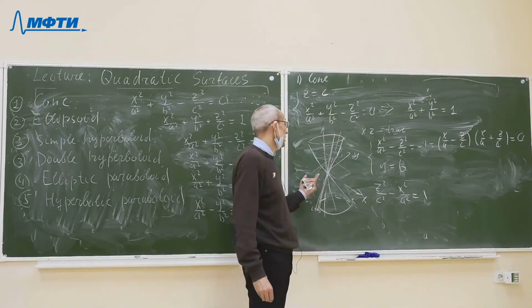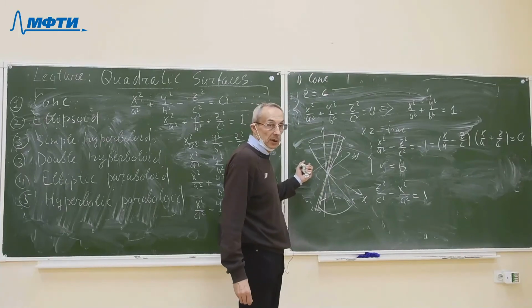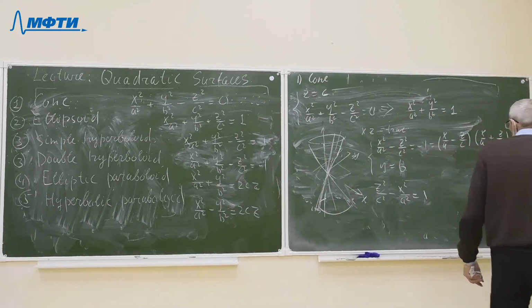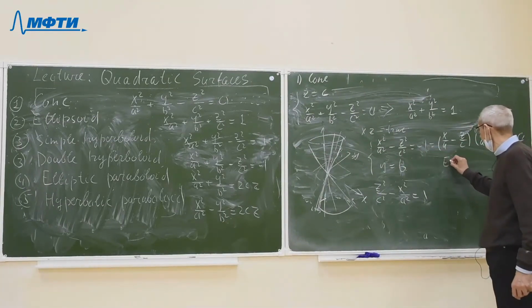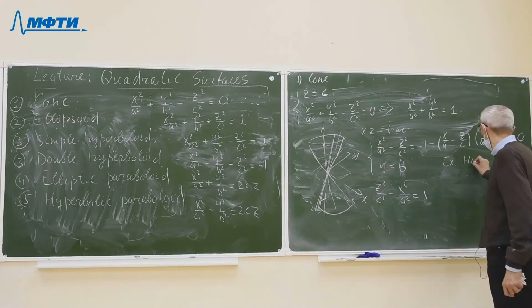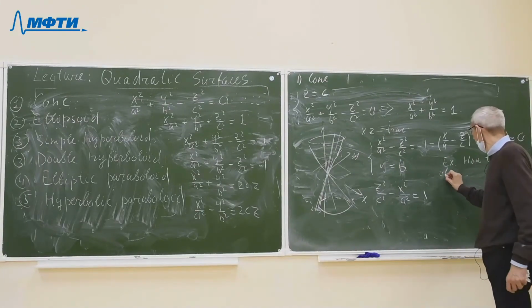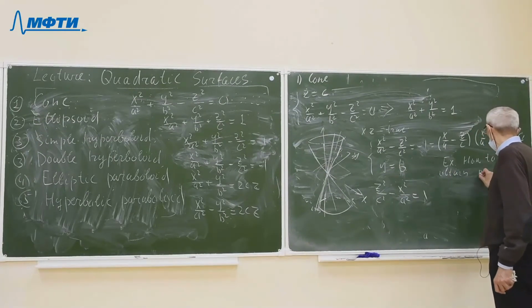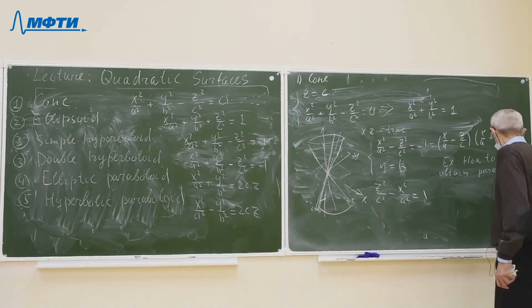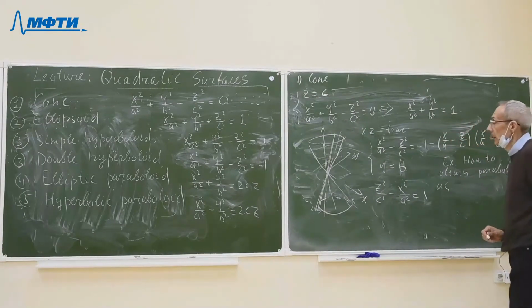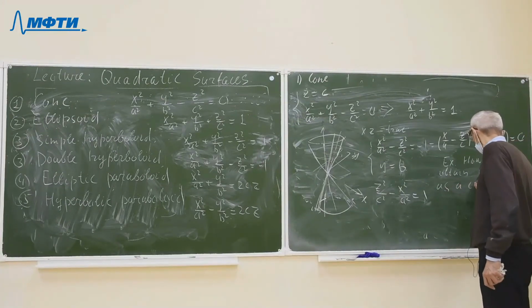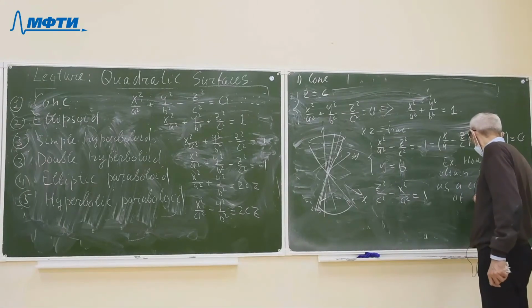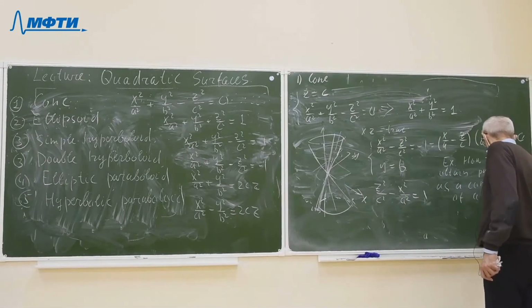Also, we can obtain a parabola as a section in this case. Exercise: how to obtain a parabola as a contour of a cone.